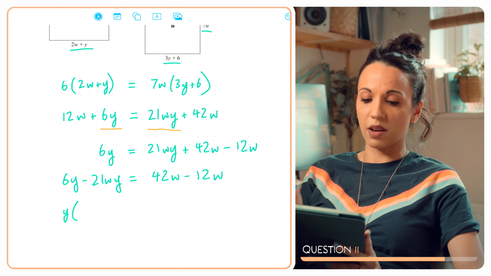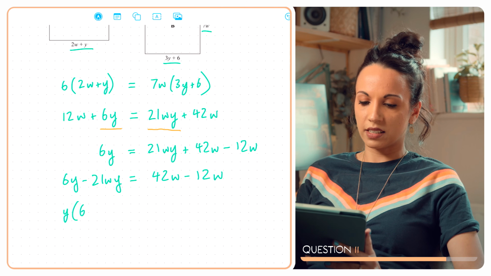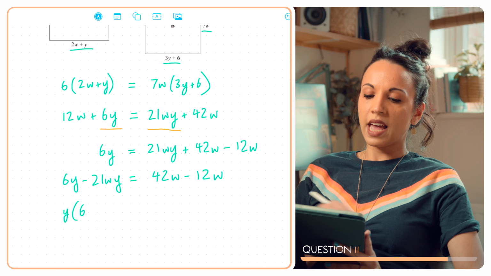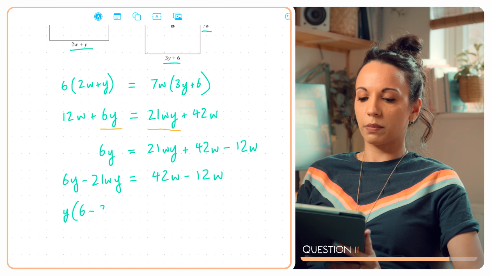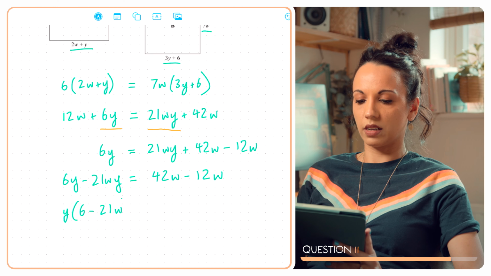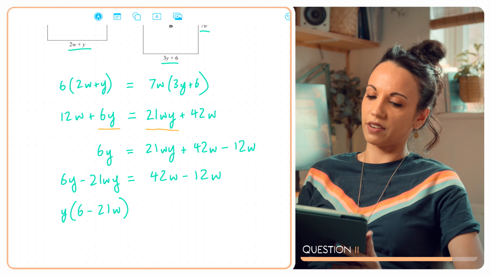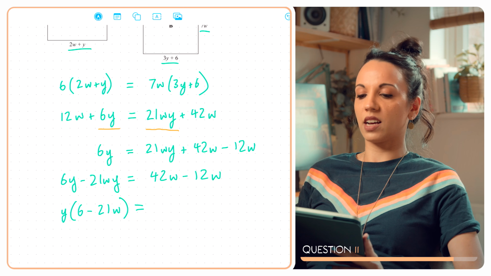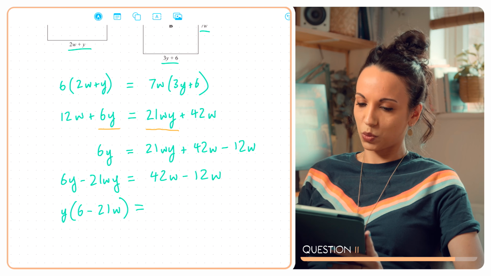Well, to get the first term, we would have had to multiply by 6. So there's just a 6 left to make 6Y. And to get the second term, we would have had to multiply by a minus 21W. So that's that left-hand side factorised. Let's see what's going on the right-hand side. We've just got 42W minus 12W.